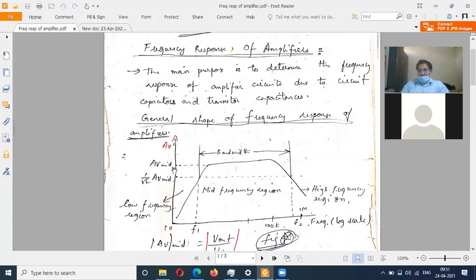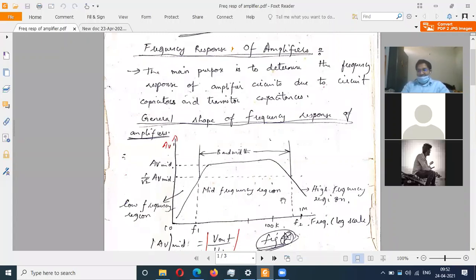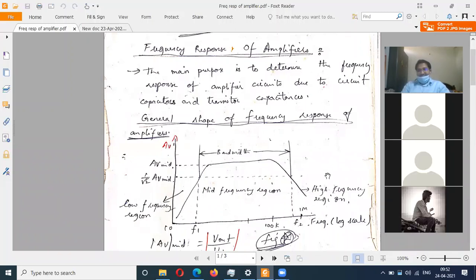So I will show you three regions, and you have to tell which is the high frequency region and which is the low frequency region. The x-axis is frequency. Very simple question. This region is what region? Low frequency. Very good. Then this region is what region? Mid frequency region. And this one is the high frequency region.